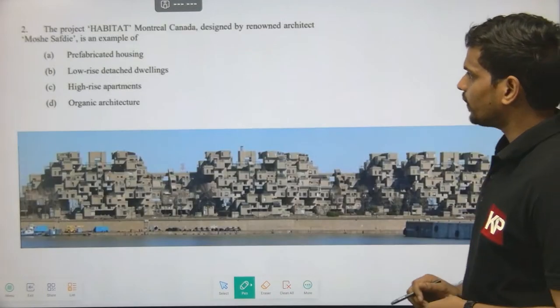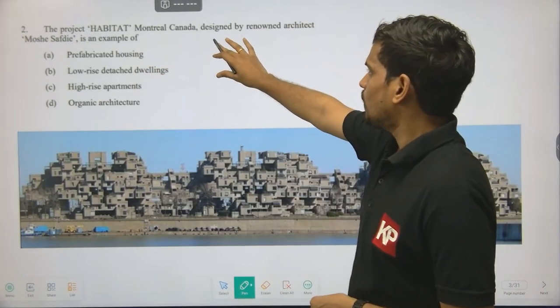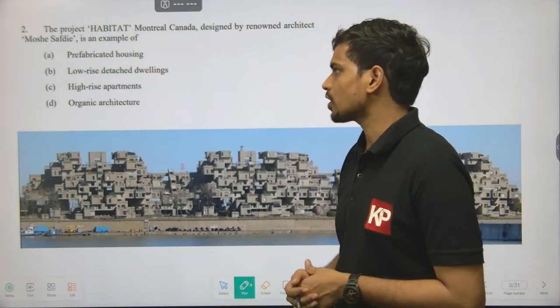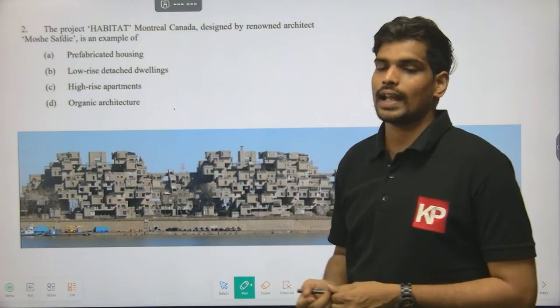So moving further, the second question. The project Habitat Montreal, Canada, designed by renowned architect Moshe Safdie, is an example of dash. The options are prefabricated housing, low-rise detached dwellings, high-rise apartments, and organic architecture.